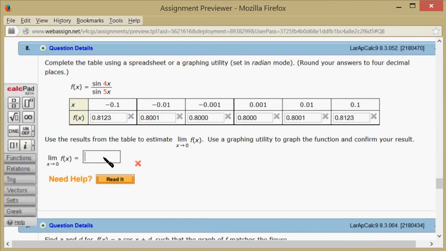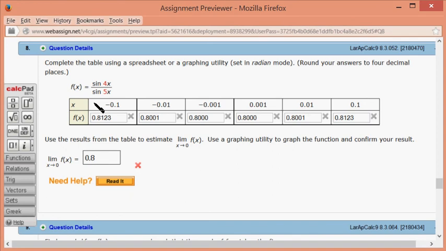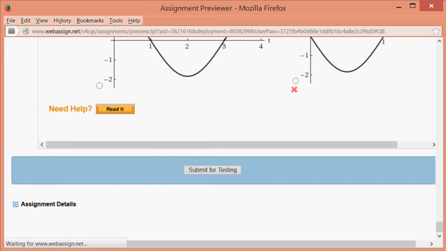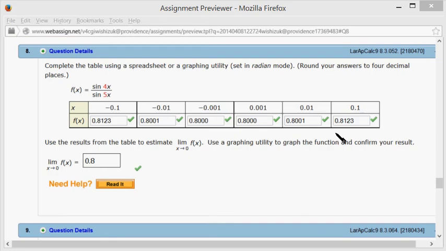But you can see that as the x value gets closer to 0, it is getting closer to 0.8. So my guess is this is going to be 0.8 or 4/5. Let's submit for testing. It came back and looks like we got these correct. But I would like to show you how to do it by hand, or algebraically.